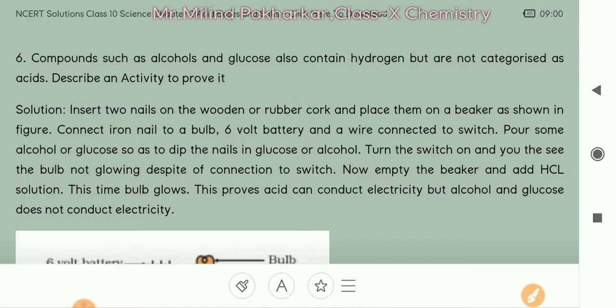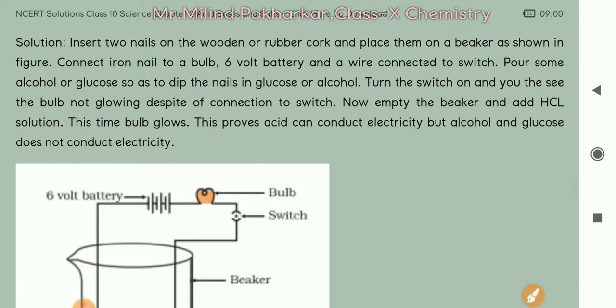So acid conducts electricity. As the bulb does not glow with alcohol, it proves that acid conducts electricity. That's why when HCl was dipped, HCl conducted electricity, but when alcohol was dipped, alcohol did not conduct electricity, because alcohol cannot ionize as H plus. Alcohol does not ionize and produce H plus, so we cannot say the alcohol is an acid. Okay, so it's a neutral product.